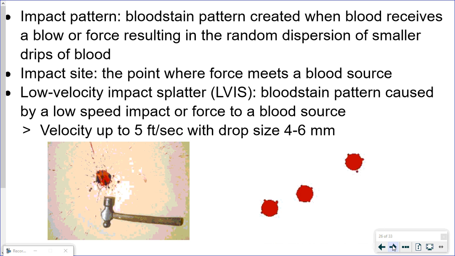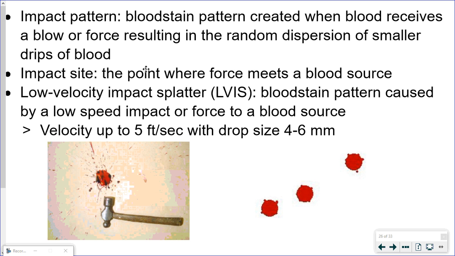Our impact pattern is a pattern created when blood receives a blow or force, resulting in random dispersion of blood drops. So think of if you have a puddle of water and jump in the puddle of water, it's going to spray outwards. This occurs in the same way. The impact site is the point of force where it hits the blood source. So this could be the site of any type of blunt force trauma, things like that.